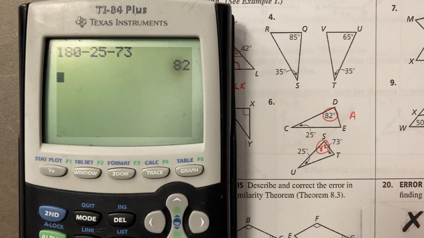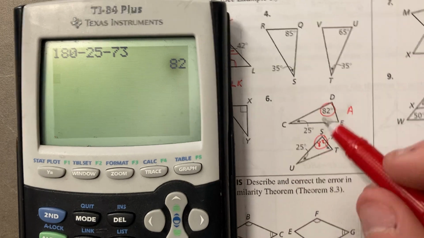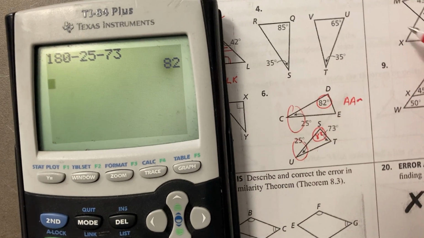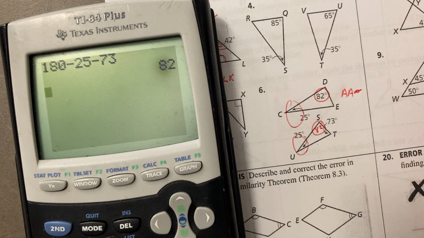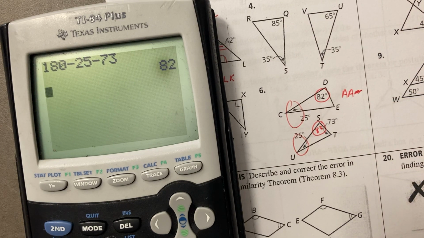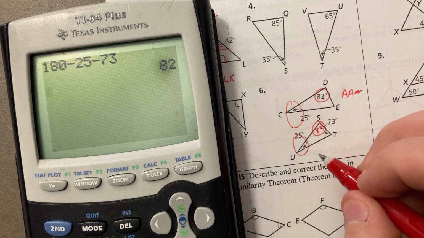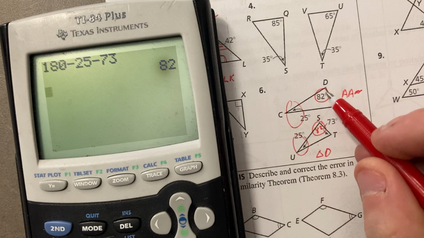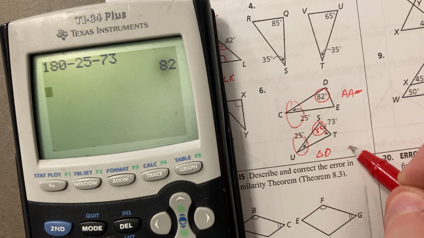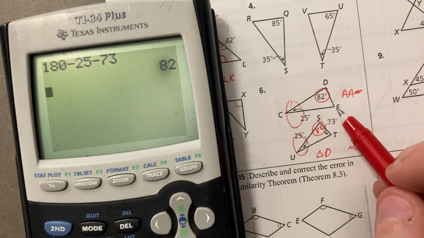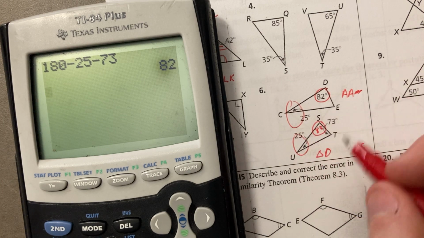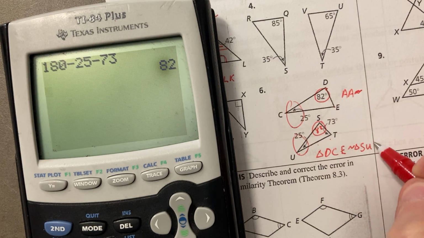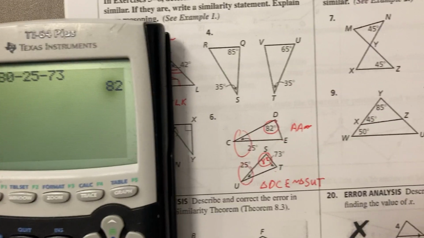Do they have another A? That's 25, and that's 25. So that is our other A. We can say that these triangles are similar by angle, and therefore we can then write a similarity statement. Triangle, let's start with D. D matches up with S. C would match up with U. And E would match up with T. Like that. There we have it, we matched up.